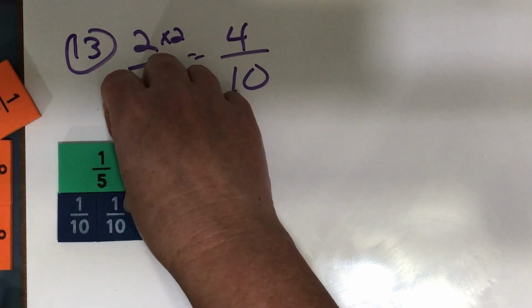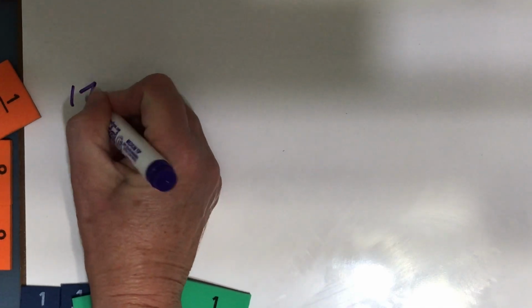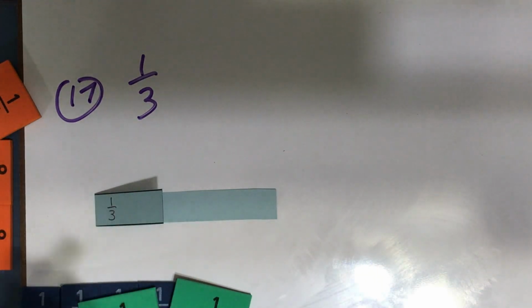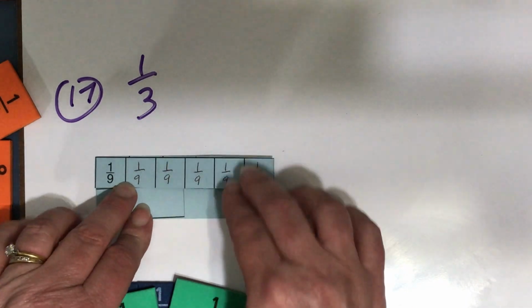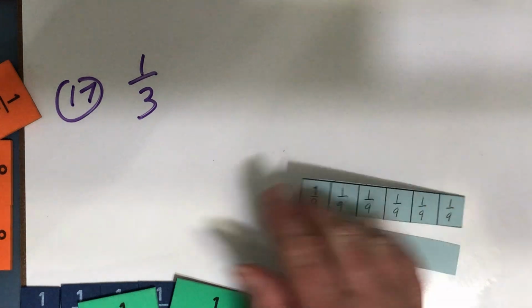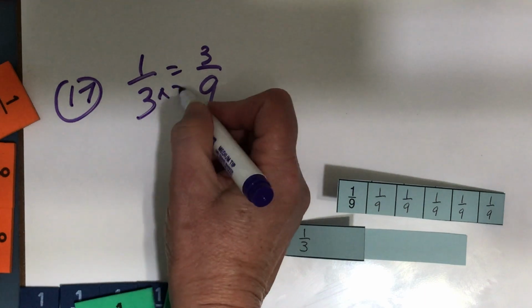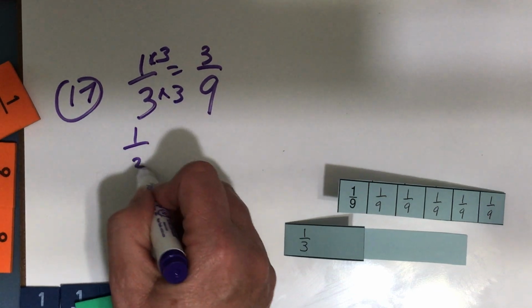Okay, another one is number 17. Number 17 asks me to find an equivalent fraction to 1/3. Okay, I can use my fraction strips. Here I have 1/3 showing. And I'll get my ninths. And I can compare, and I can see that 1/3 is the same as 3/9. So 1/3 equals 3/9. Because I know that 3 times 3 equals 9, and 1 times 3 equals 3. I can find an equivalent fraction just by multiplying.